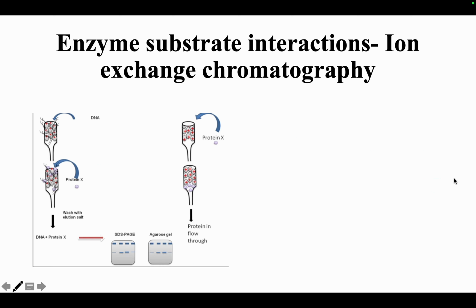So this is an example of one of the interactions, in which this is a modified version of ion exchange chromatography. Here we are checking for an enzyme that has an affinity towards DNA.